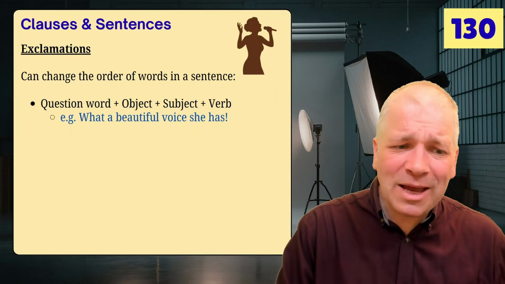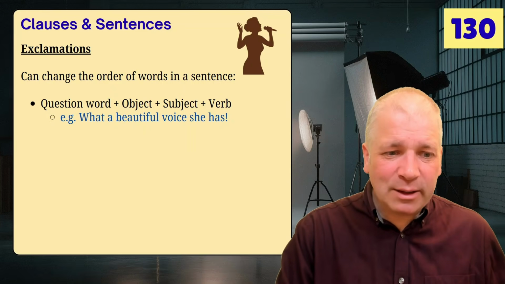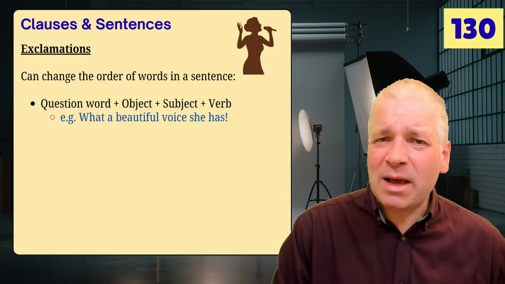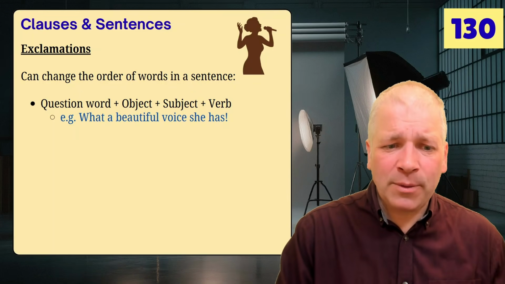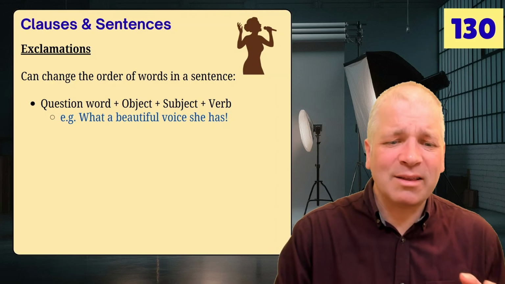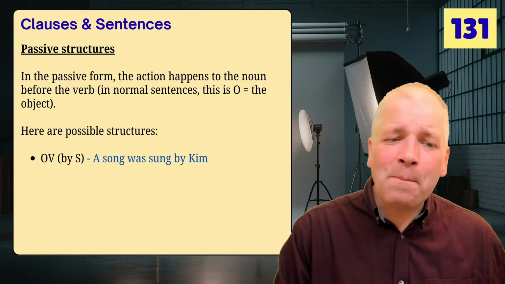In an exclamation, you could start with a question word and it's still a sentence. What a beautiful voice she has. So we're basically emphasizing the amount of the beauty in the voice. What a beautiful voice she has, question word, object, subject, verb. Completely different structure.